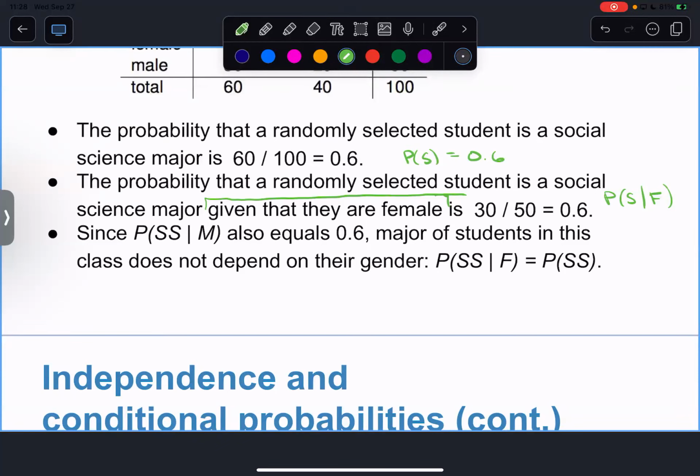Because we were given that they were female, that's the second part of this conditional probability. And we want to find the probability that a randomly selected student is a social science major. I've used S, they've used SS, but here I'll just make it match there.